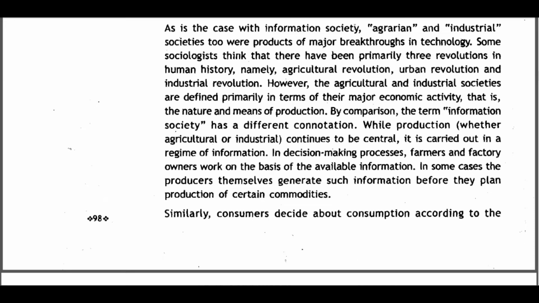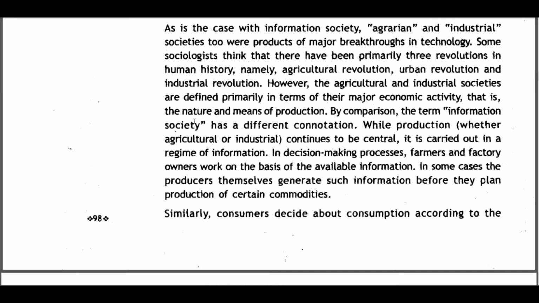As is the case with the information society, agrarian and industrial societies too were products of major breakthroughs in technology. Some sociologists think that there have been primarily three revolutions in human history, namely agricultural revolution, urban revolutions, and industrial revolutions. However, the agriculture and industrial societies are defined primarily in terms of their major economic activity, that is, the nature and means of production.